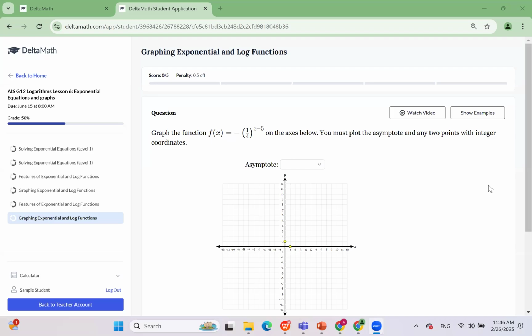Hello and welcome to this video in which we shall discuss graphing exponential and log functions. So we want to graph this function, negative 1 over 4 power x minus 5.